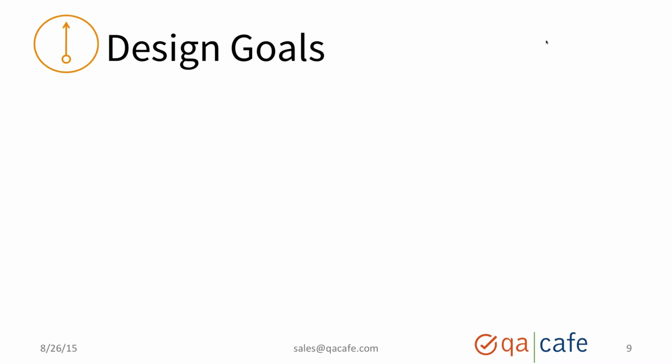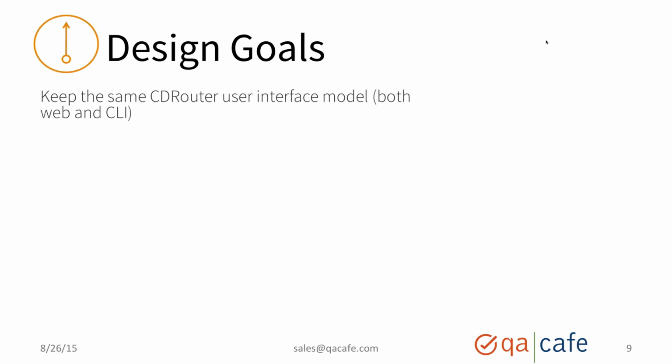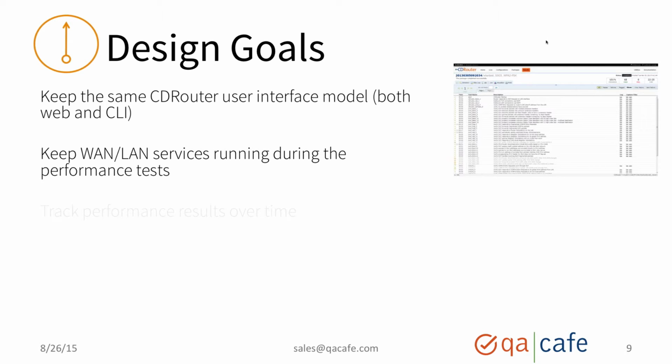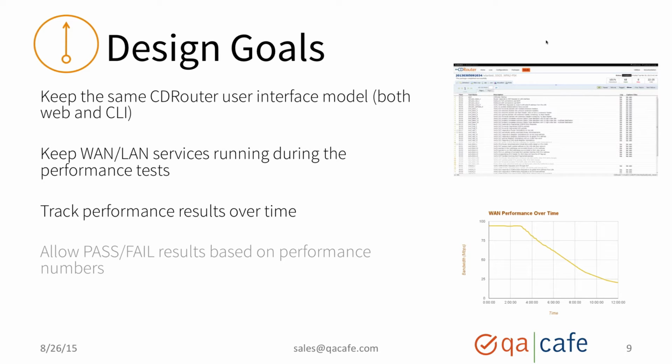We had a number of design goals for adding performance into CDRouter. We wanted to keep the same user interface, so whether you're working with our web interface or with our CLI, the model stays the same. That meant creating test cases for each individual performance test, and I'll show you those in a moment. We also wanted to keep the WAN and LAN services running during the performance tests. So if you're looking at TR69 or your device is doing a DNS lookup, we wanted those services to be available even though we're focused on measuring the throughput of your device. We also wanted to track the performance over time.